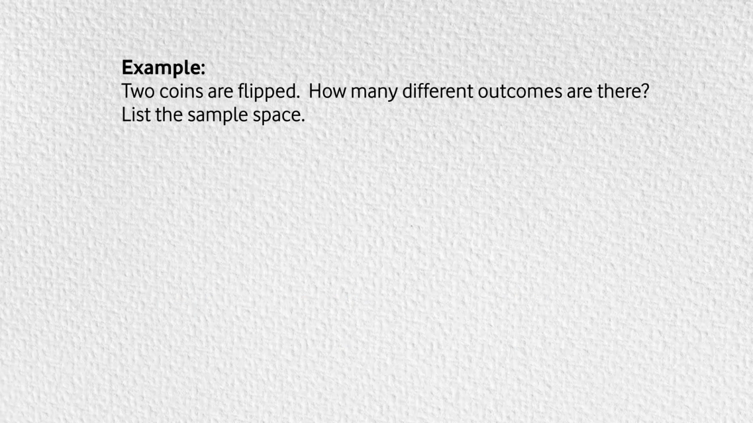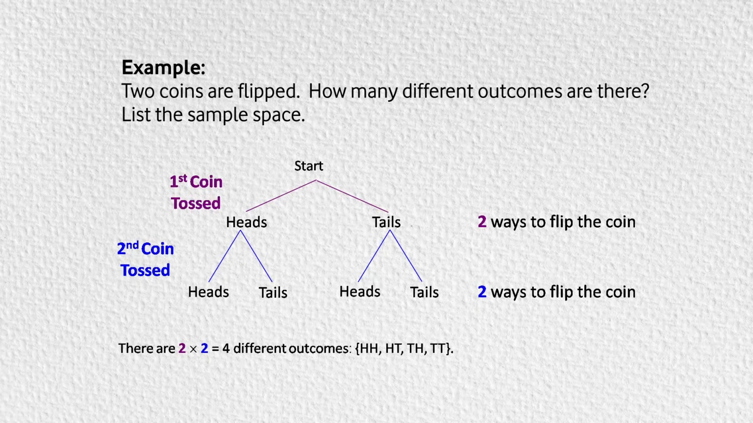If we take one more example of the fundamental counting principle, two coins are flipped. How many different outcomes are there? List the sample space. If you see the first coin, when it is tossed, the possibility is that it could be either heads or tails. So there are two ways to flip the coin, and the second coin is tossed, there is a possibility of heads and tails again. So there are 2 times 2, 4 different outcomes, that is head head, head tail, tail head and tail tail. So this is the manner by which we have calculated.